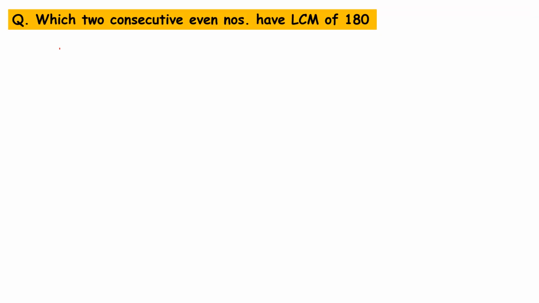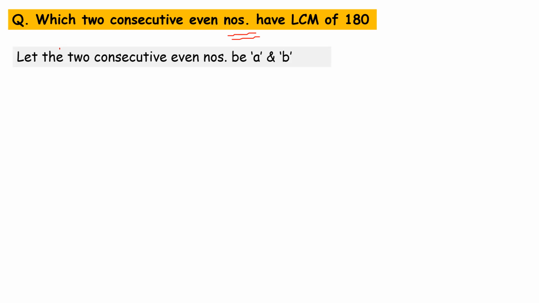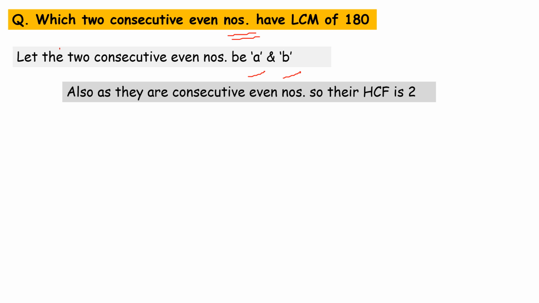Now let's see one question. Which two consecutive even numbers have LCM 180? Okay, they have said consecutive even numbers. We have even numbers and the LCM is 180. Now we know if there are consecutive even numbers, then the HCF is 2, right? And we know the product of two numbers is equal to the product of HCF and LCM, correct? So consider two consecutive even numbers A and, say, the other is B. As they are consecutive even numbers, their HCF is 2. We have seen this is one of the facts.